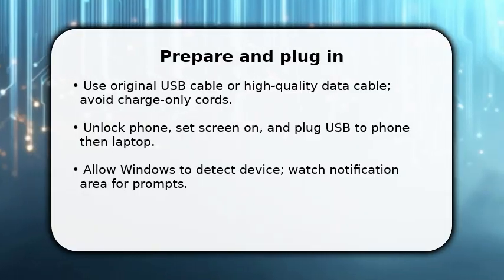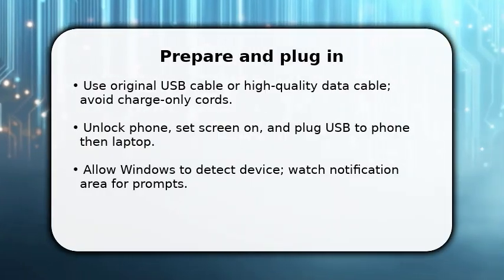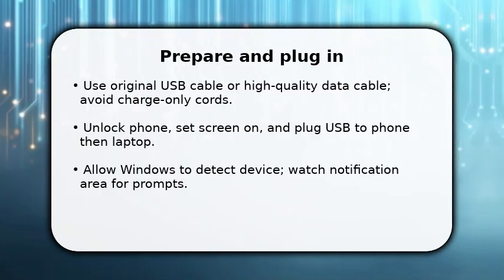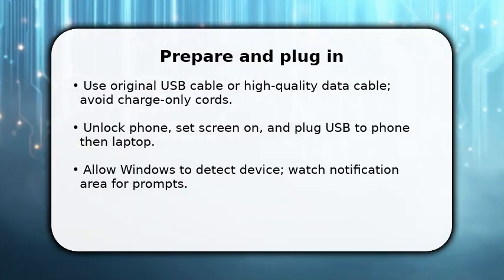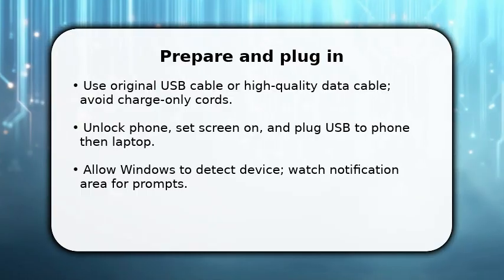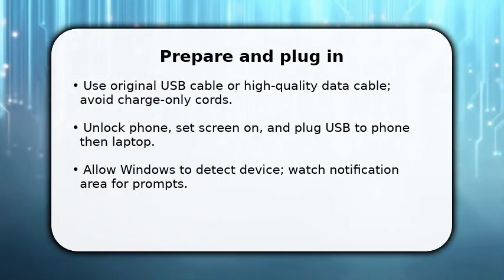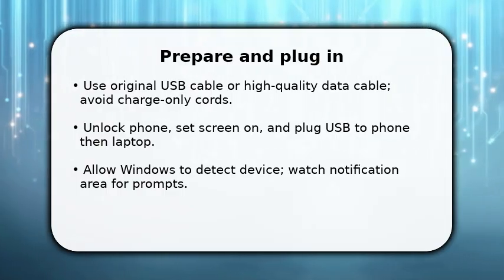You start by using a data-capable USB cable and unlocking your phone so it's ready to communicate. Once you plug the phone into the laptop, Windows will begin detecting hardware. Make sure you watch the notification area. You may see a prompt on the phone asking to allow file transfer. Tap Allow. You're initiating a connection, not just charging, so choose the transfer option when asked.